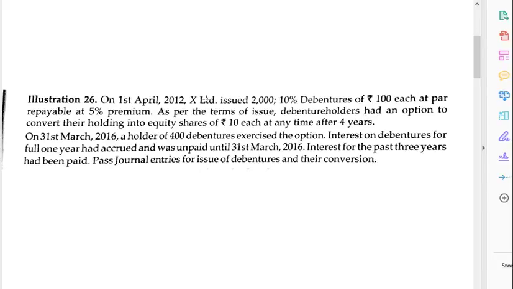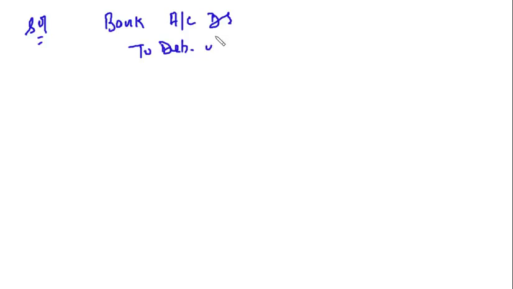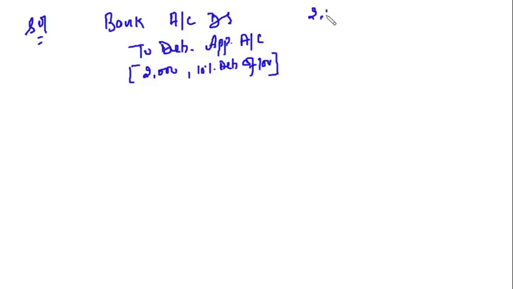So first we have to pass entries for issue of debentures. He says 2000, 10% debentures of 100 each issued, which are redeemable at a premium of 5%. Let's see. First will be bank account debit to debenture application account, 2000 10% debentures of 100 each. So how much money? 2 lakh.